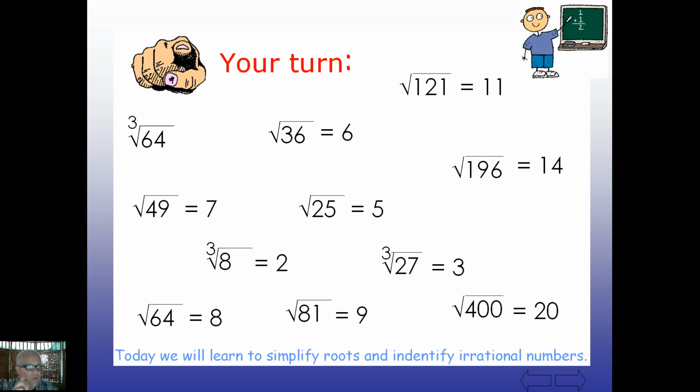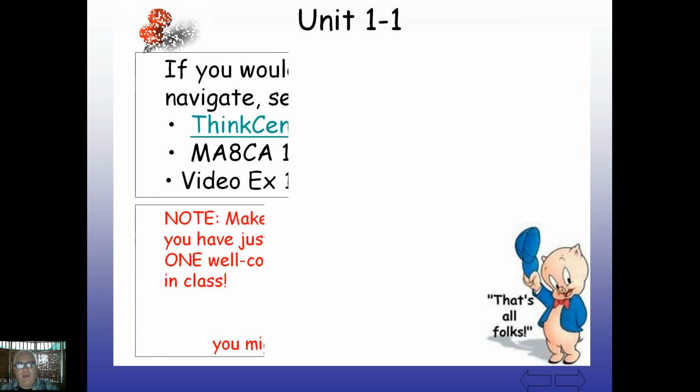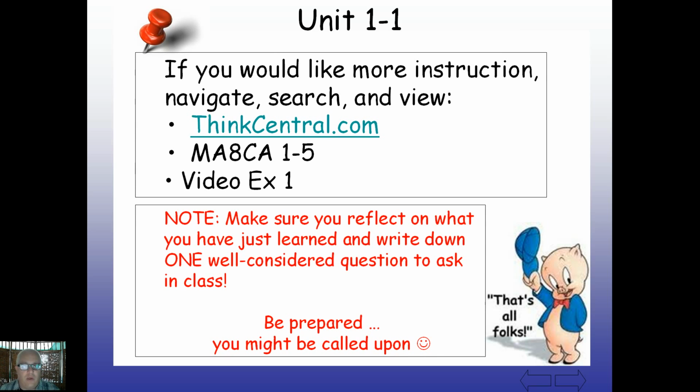Well, we know that 2 times 2 times 2 is 8. That's not good enough. 3 times 3 times 3 is 27. That's not good enough. What about 4 times 4, 16? What's 16 times 4? Well, that's 64. So what's the cube root of 64? The number 4. All right, now that is the conclusion of our Unit 1-1.